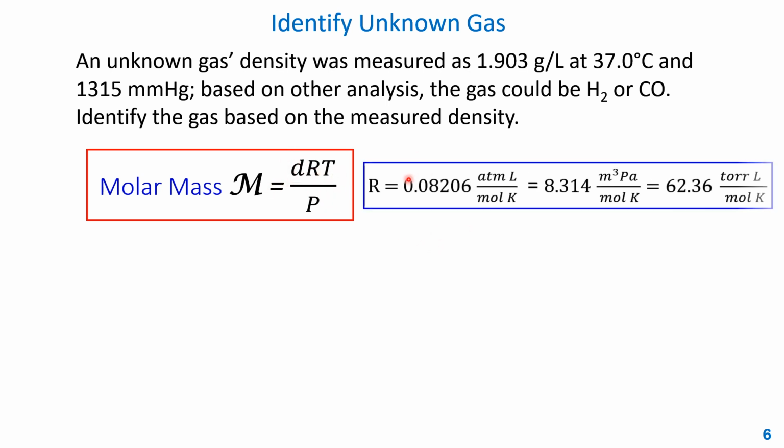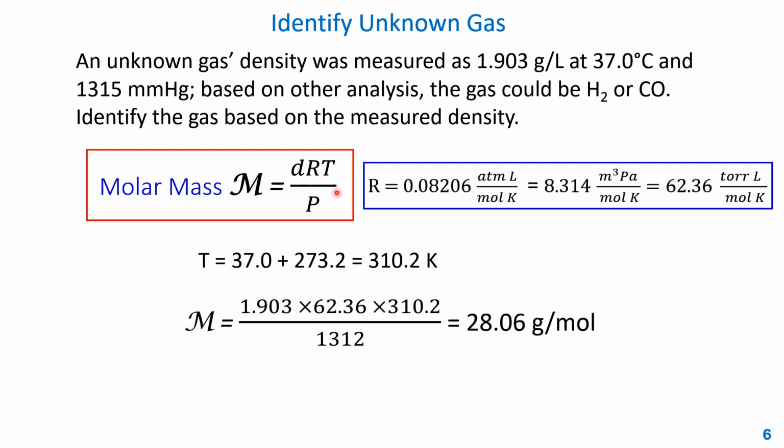And then R is still the same. And then we will calculate the temperature in Kelvin again, right? So 37.0 plus 273.2, we get 310.2 Kelvin. And then we can plug in to this formula. Density 1.903 times 62.36. This is because we have millimeters of mercury.